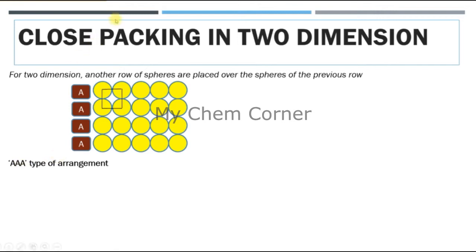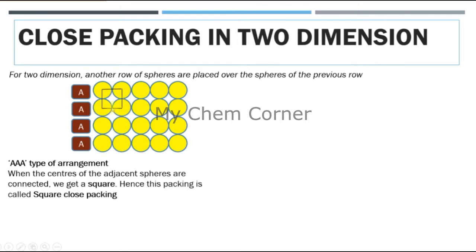Now, say for example, can you all see a box here? What was this box all about? I connected the centers of these four spheres. This particular sphere, center. This particular sphere, center. This sphere, the center. And this sphere, center. When I connected the centers of these spheres, what was the geometrical shape that I got? I got a square. Therefore, this type of packing is called square close packing.